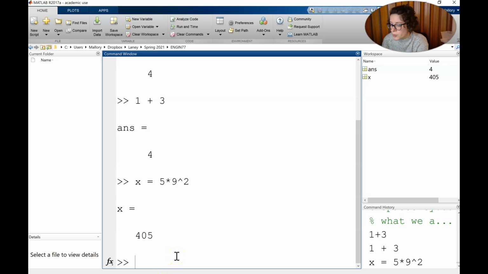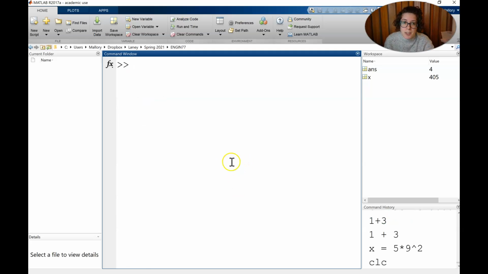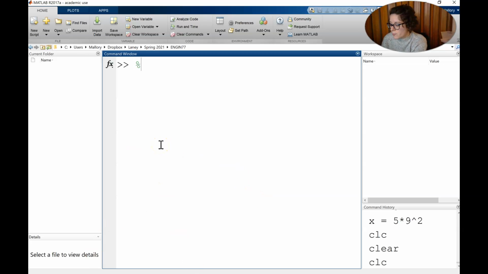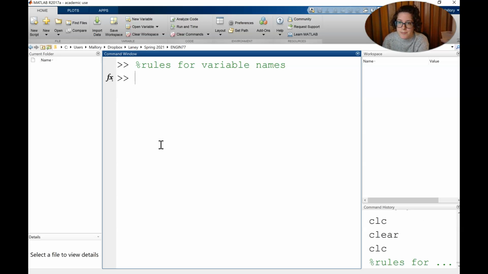So some rules for variable names. First I'm going to type clc to clear my command window. clc will clear my command window, but not my workspace. If I wanted to clear my workspace, I would type in clear. So the word clear clears our workspace, and clc clears our command window. So let's talk about some rules for variable names.